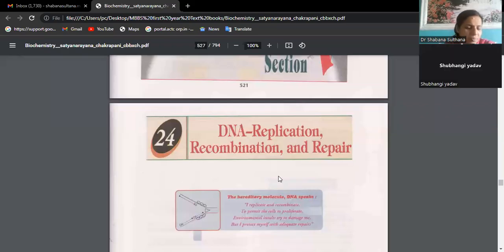So what is DNA replication in the sense? From the parent DNA, you are finding two daughter DNAs are coming. That is the meaning of DNA replication. Okay. So recombination and repair also we will see as we proceed.